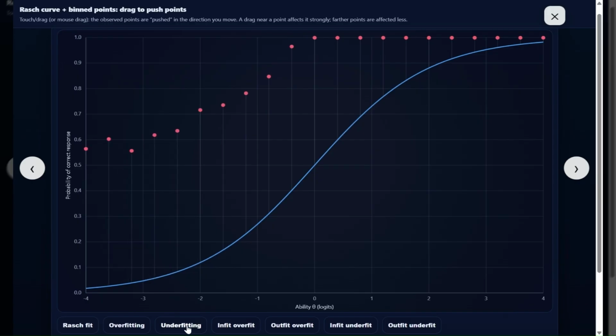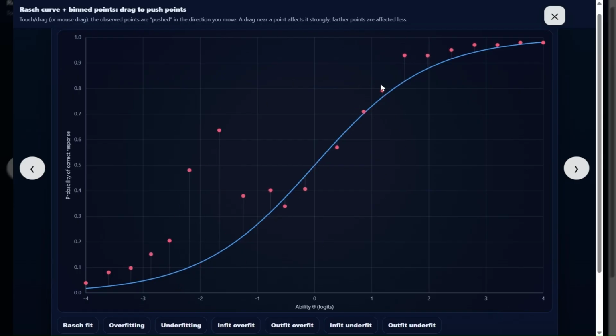Look at the vertical distance between the expected value and the observed value, this one and this one, and there is a big difference here. Now we come back to Rasch fitting, and this area of the curve is divided into two. The area in the middle, right?